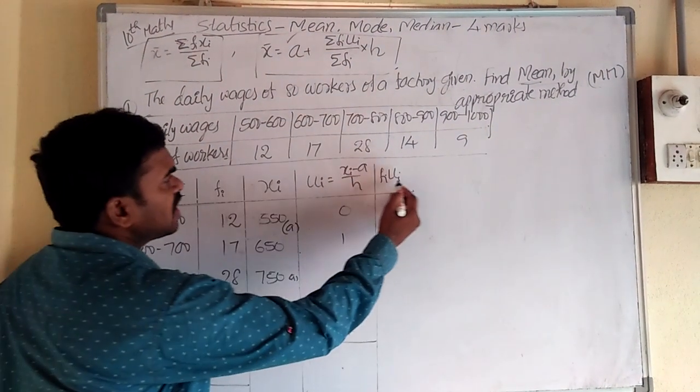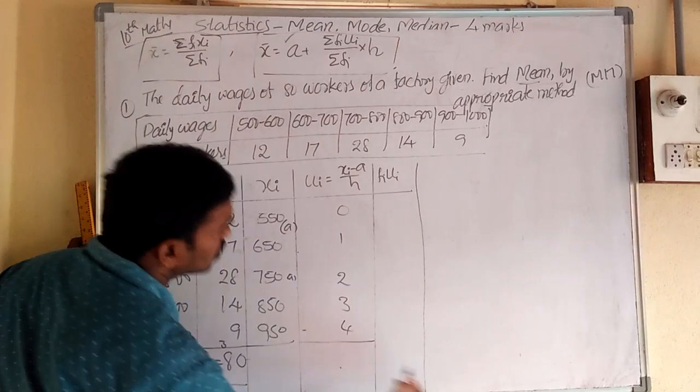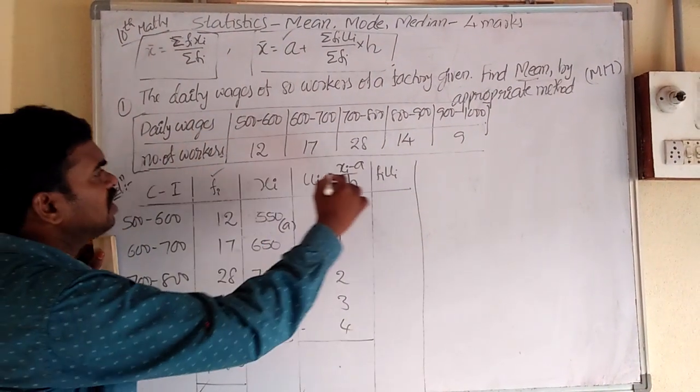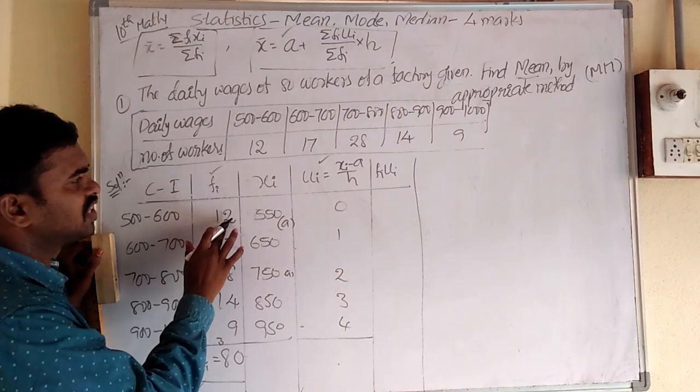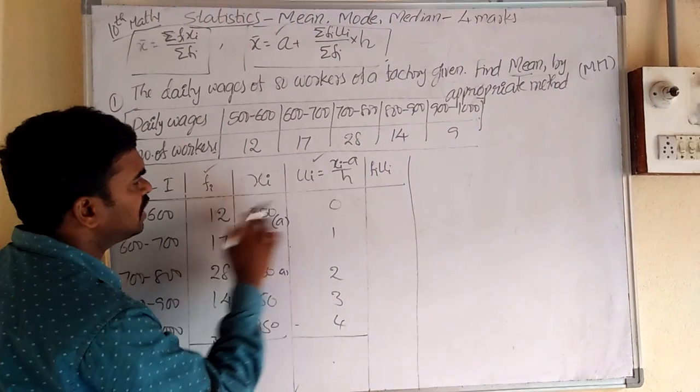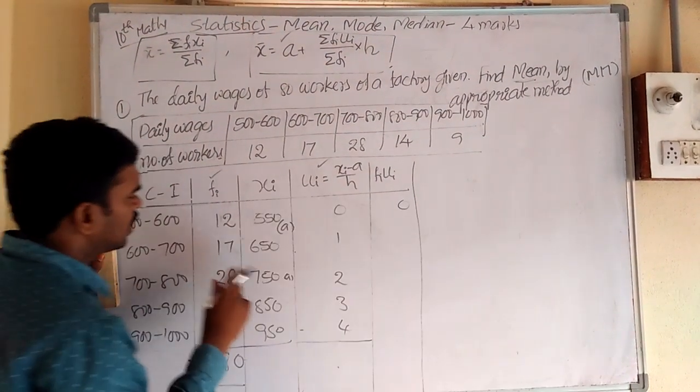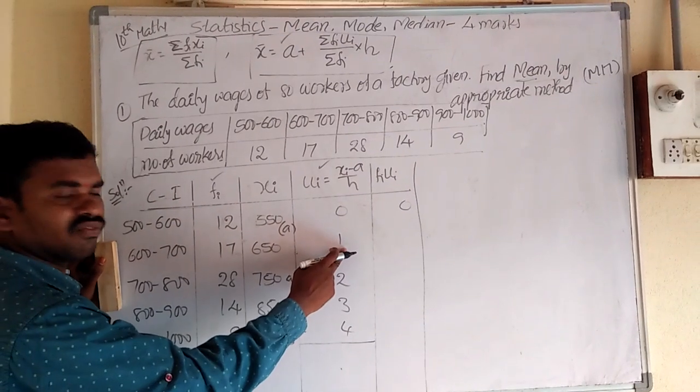So then fi into ui. Multiply the fi and ui numbers. Here fi is 12, ui is 0. 12 into 0 is 0. Next fi is 17, ui is 1.